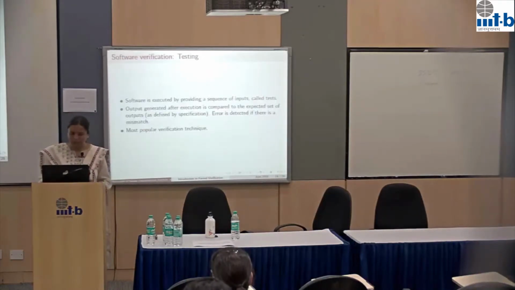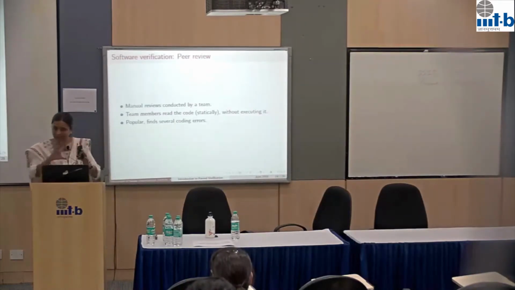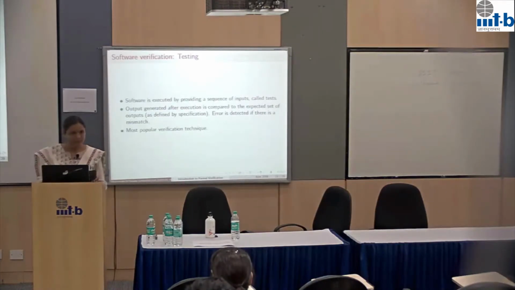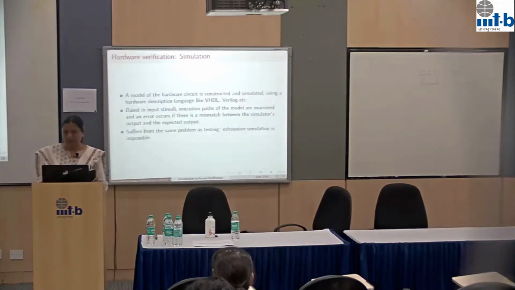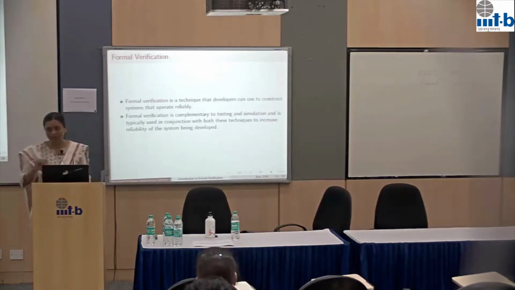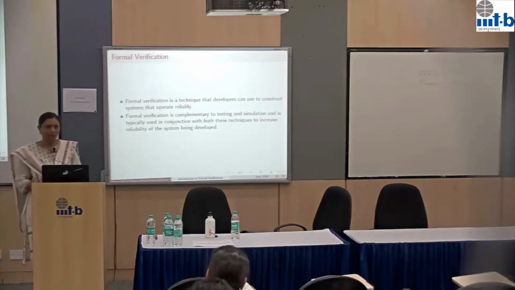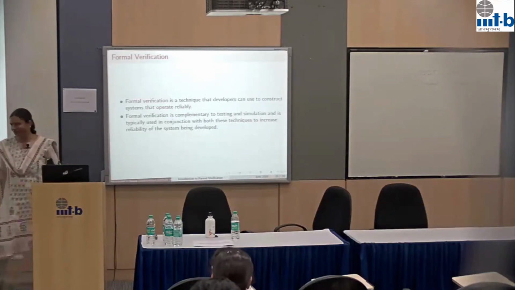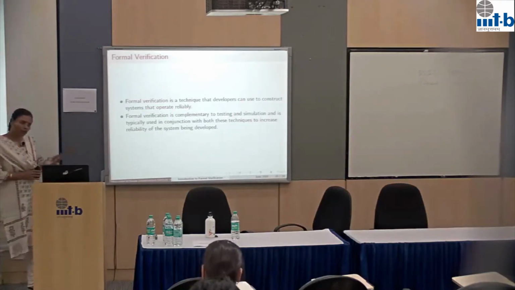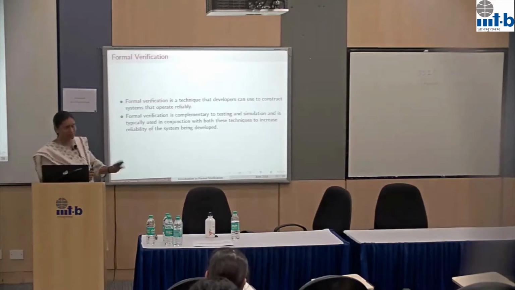So just to recap, typically we are interested in verification. Three kinds of verification happen. Somebody sits and goes through your code, called peer review; testing, which we are familiar with; and simulation. So formal methods is the fourth kind of verification, which is not any of these three. It is closely related to testing and simulation, but it's still the fourth kind.